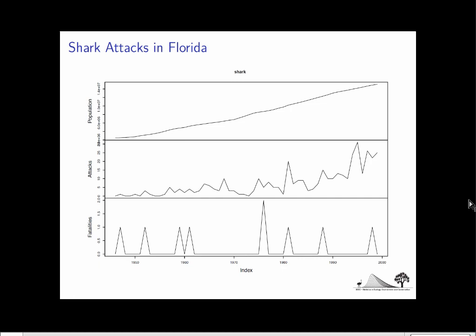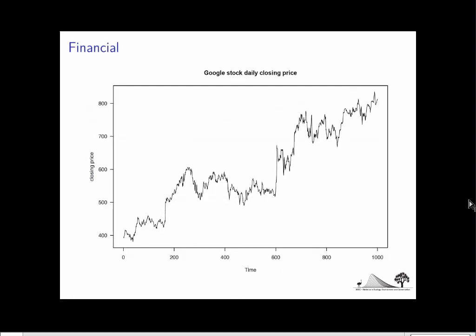Time series that looks a bit different. Financial data, here with Google stock. Daily closing price. So autocorrelation means values that are close together are very similar. There's a trend over time, there's not a lot of seasonality here or full cycles or anything like that.